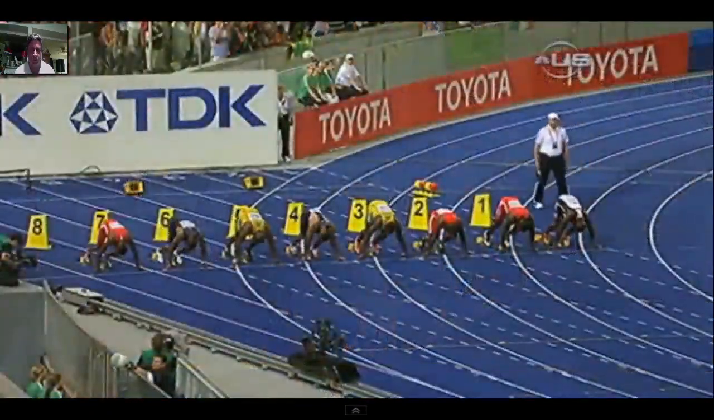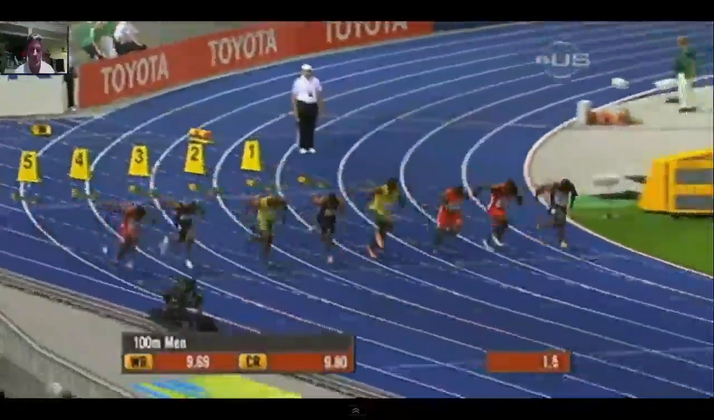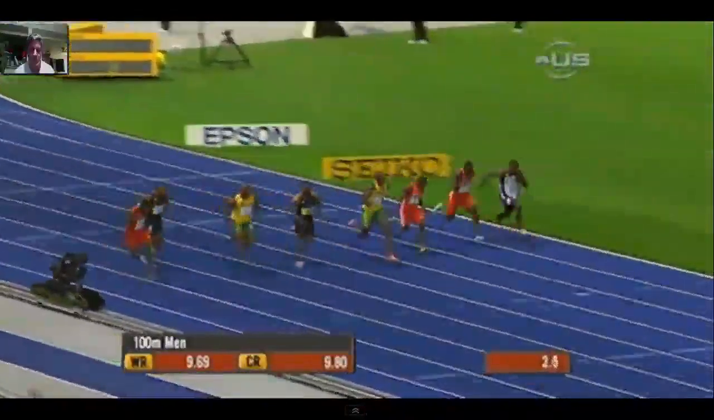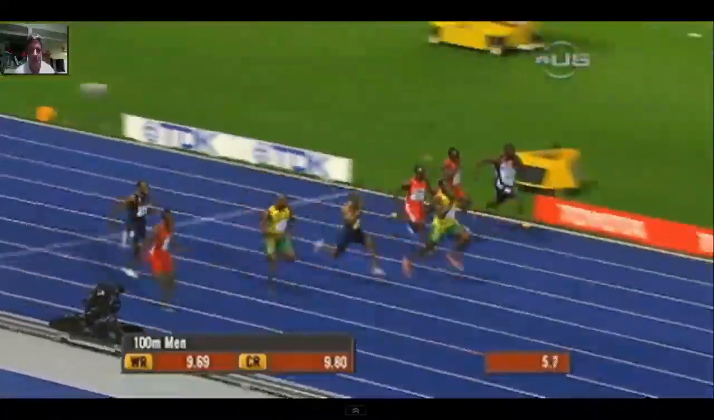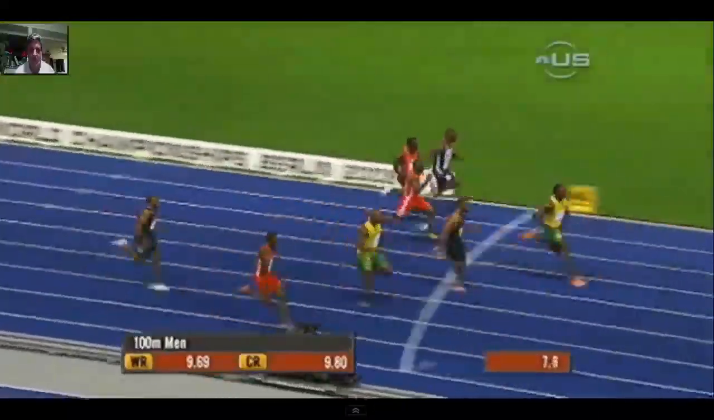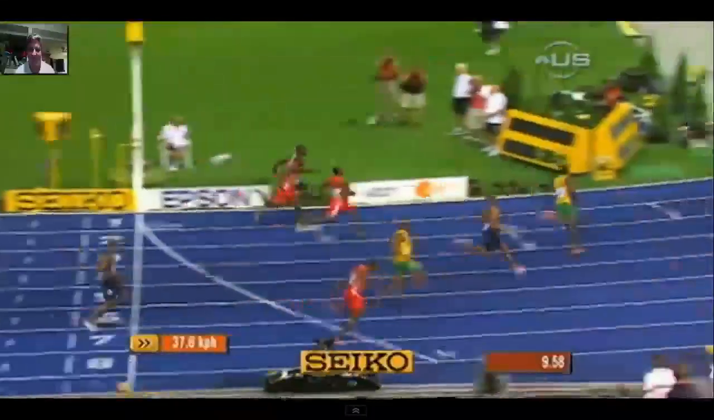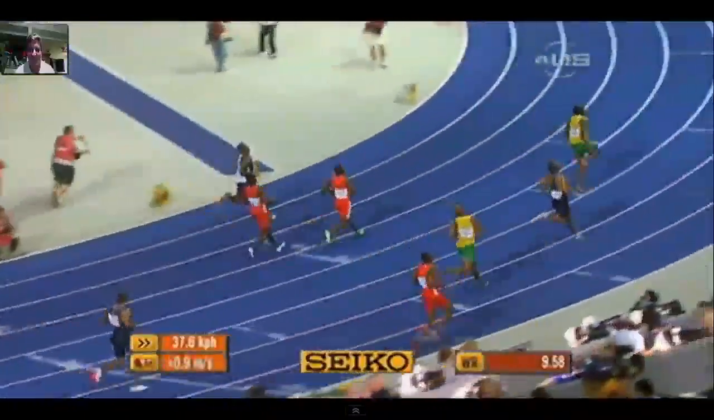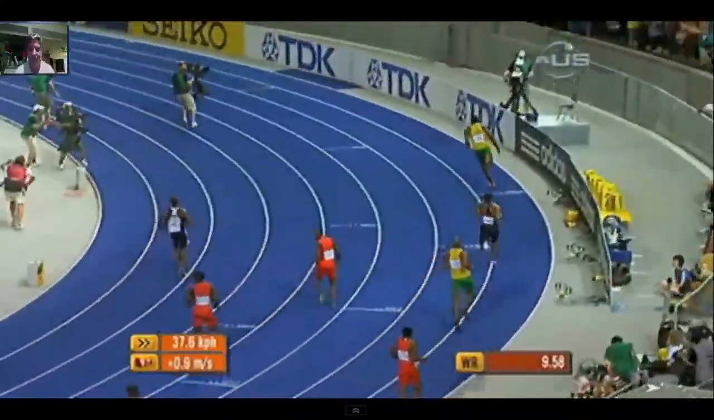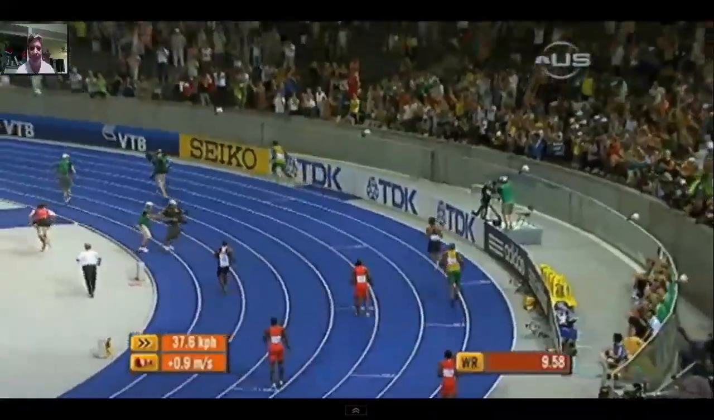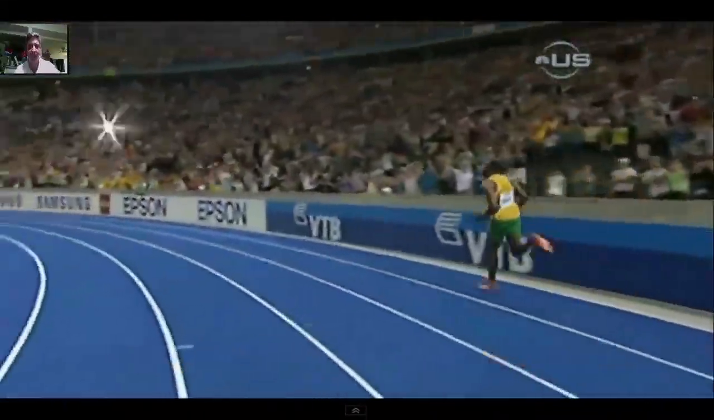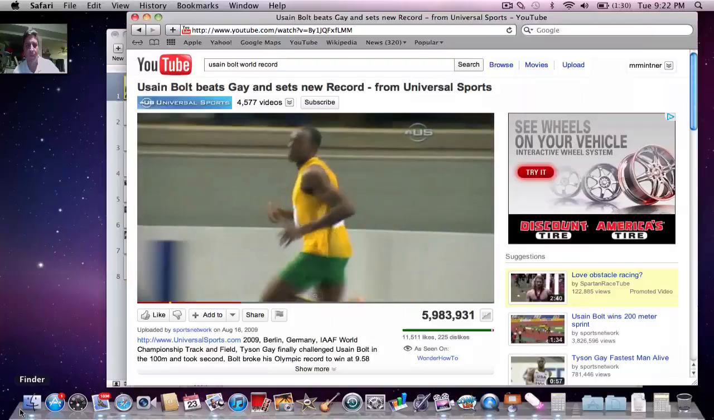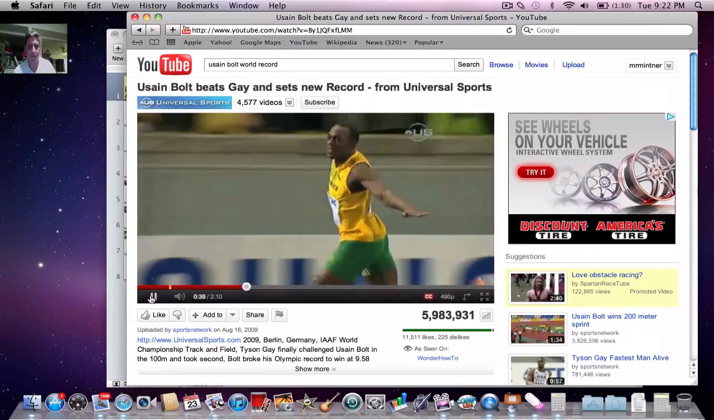Bolt, Gay, Powell, 4, 5 and 6. They're away. Terrific start by Daniel Bailey. Usain Bolt though getting into his running. Here he comes. Usain Bolt challenged by Tyson Gay. Usain Bolt 2 clear meters. Tyson Gay in second place. And in third place is Asafa Powell. 9.58! Smashing the world record. Unbelievable! He's done it again!